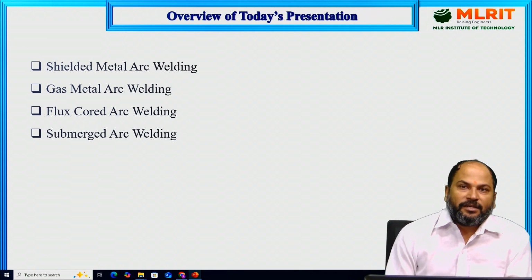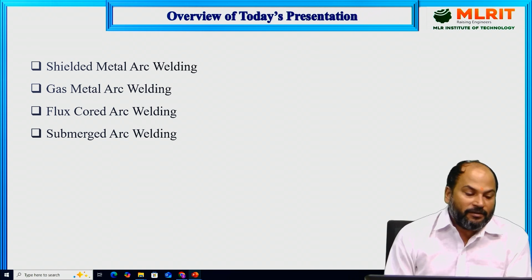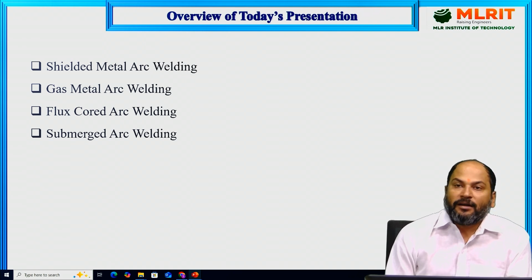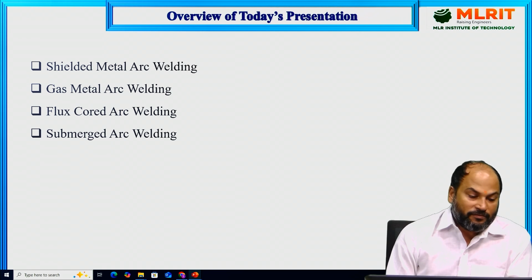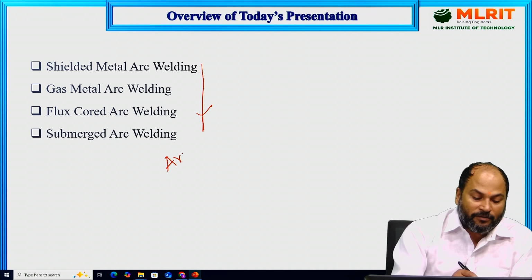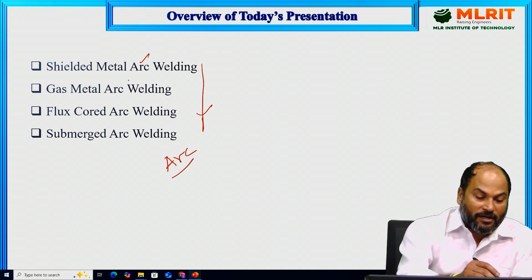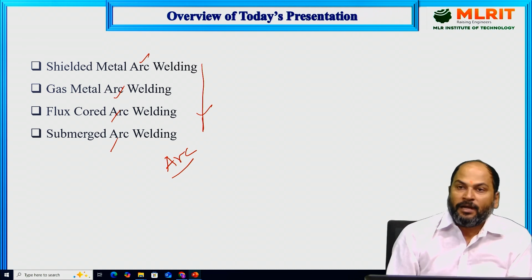Now in this lecture we are going to cover these four welding processes: shielded metal arc welding, gas metal arc welding, flux core arc welding, and submerged arc welding. If we look at this, all four processes are actually arc welding. You can see the arc in all four.